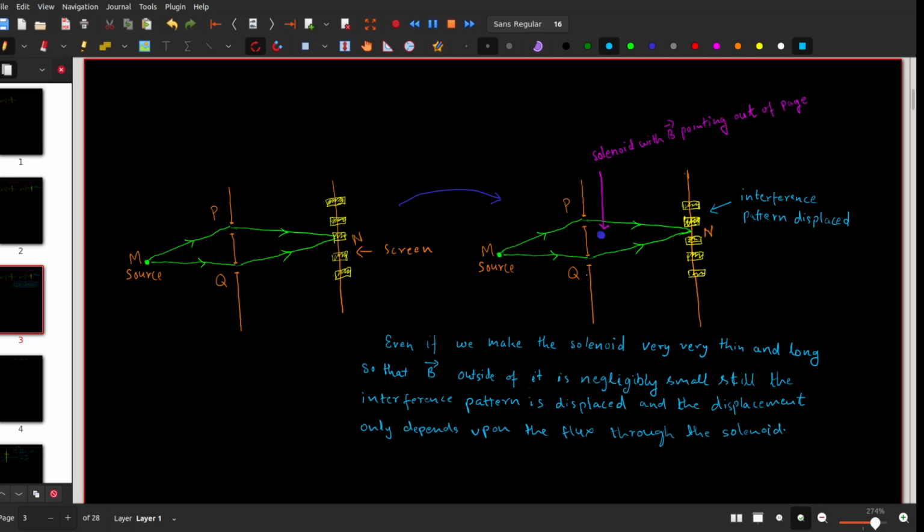And the displacement of the interference pattern depends only upon the magnetic flux through the solenoid. This phenomenon is known as the Aharonov-Bohm effect.